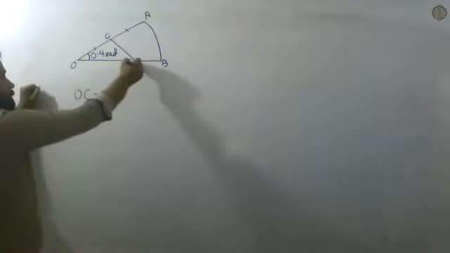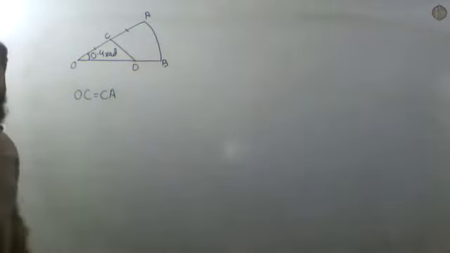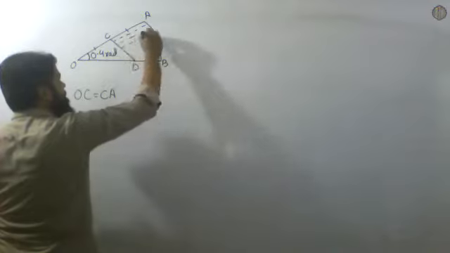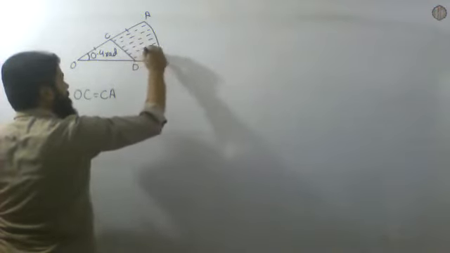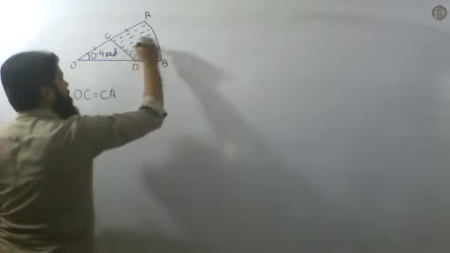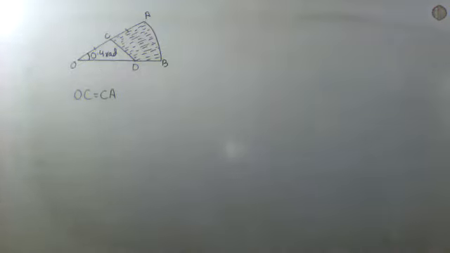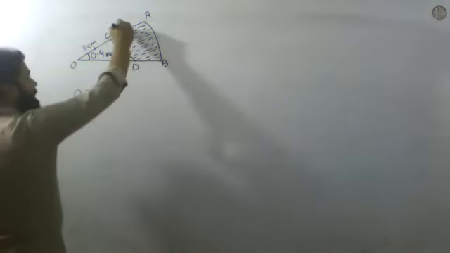Okay. Next thing they are saying that D lies on OB, but they are not saying that it is equal. Okay. Then they have given us a shaded region over here. This is the shaded region which is given to me. Now, they are saying if OC equals 3 centimeter, so OC and CA are equal. It means this is also going to be 3 centimeter.